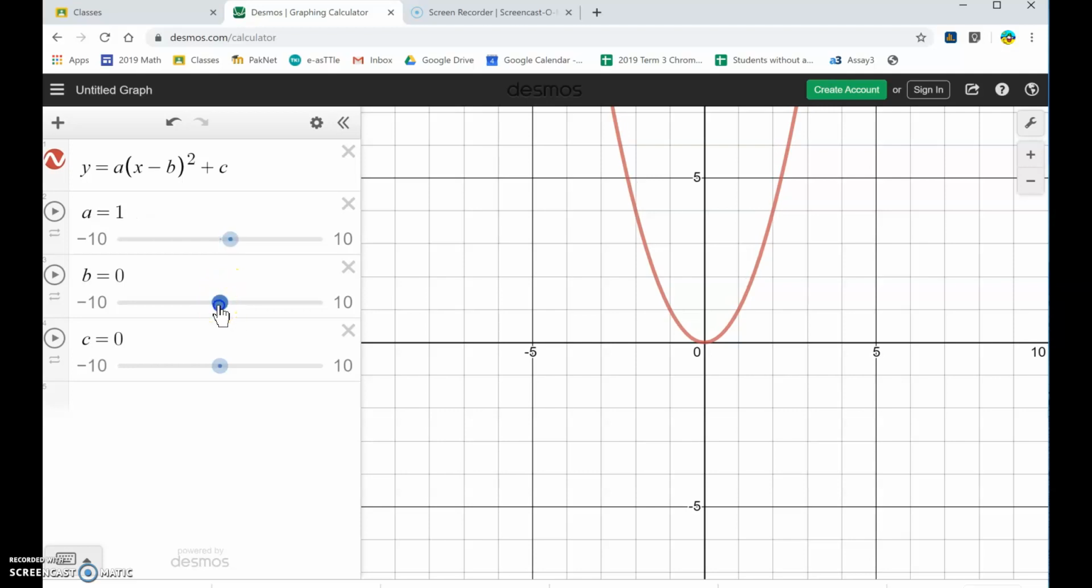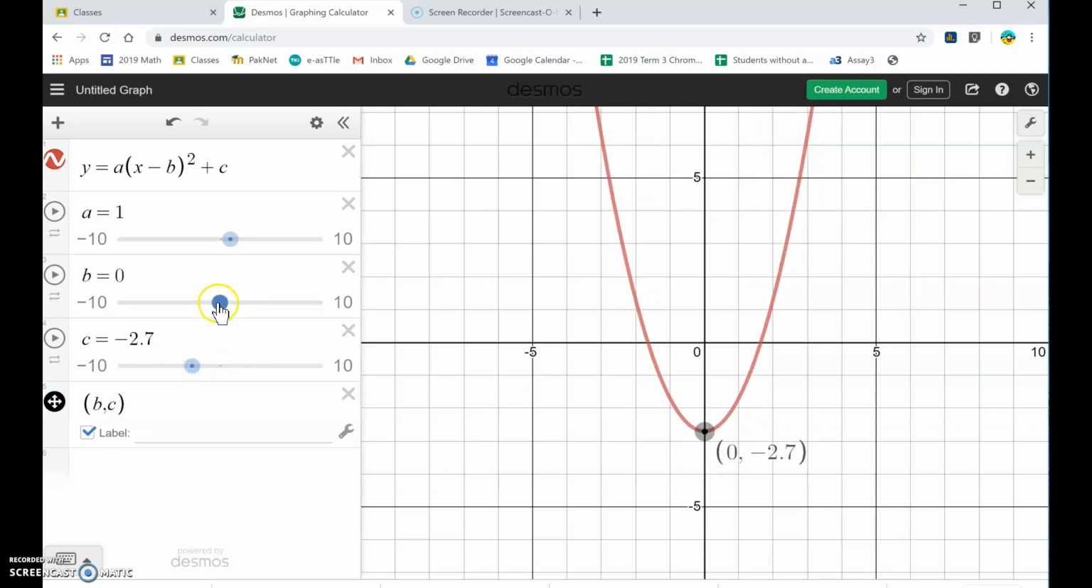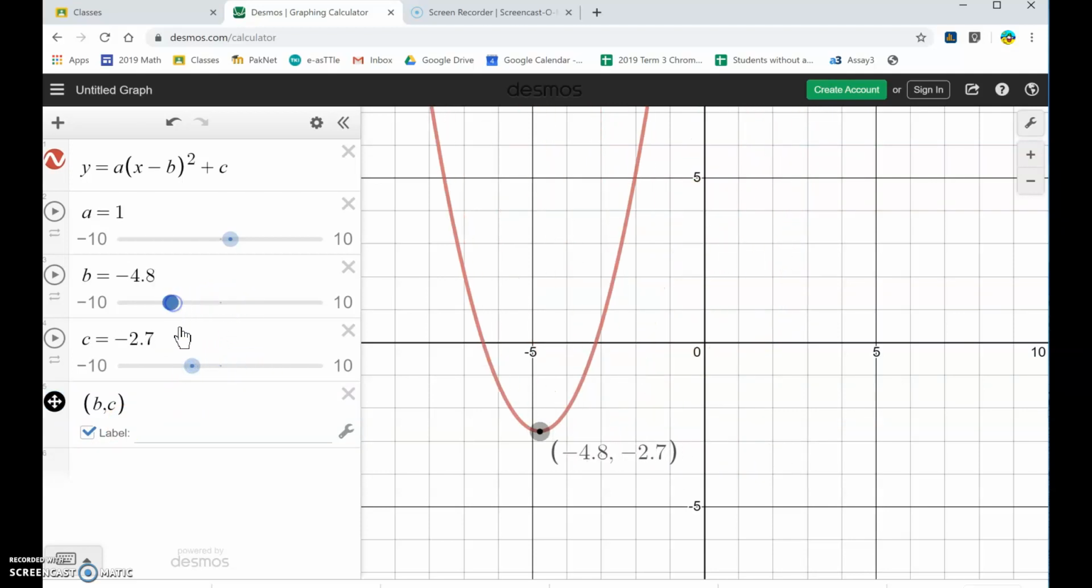Then we talked about b, moving it back and forward, and c, moving it up and down. And the fact that (b, c) is the vertex. So we've spent quite a bit of time with that, and a lot of people can actually just read the graph. What we're going to look at now is a different one.